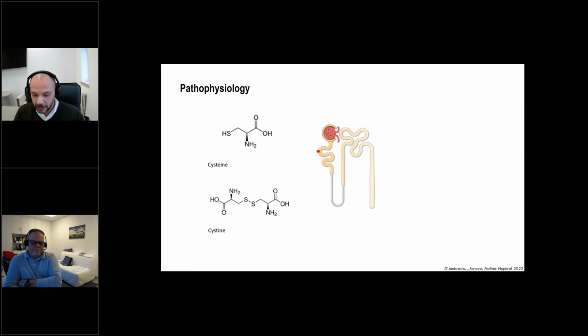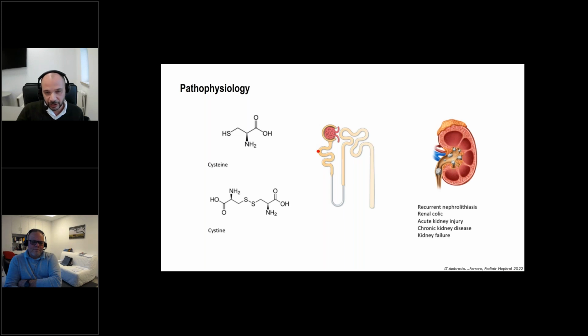However, cystinuria is characterized by a defect leading to increased excretion of cystine, which in turn, as we will see, gives rise to the clinical picture in which recurrent nephrolithiasis and renal colic dominate, and there is a high risk of developing both acute and chronic kidney disease, including kidney failure.